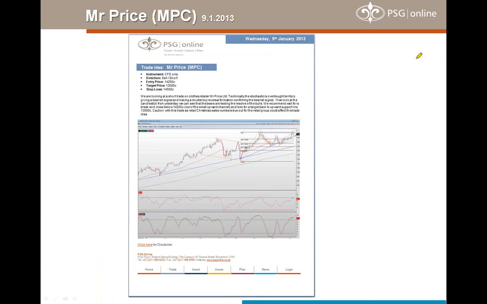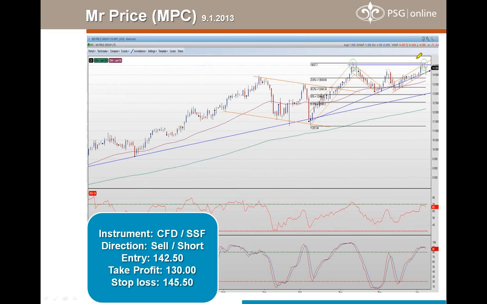Mr. Price, we've been talking about Mr. Price for a while, and a lot of people have been talking about the retailers, especially last year. It was the favorite share to be trading. We spoke about Mr. Price a bit earlier. We spoke about the double tops, so hence our short trade on this share. It was making a double top. It was overbought on our oscillators.